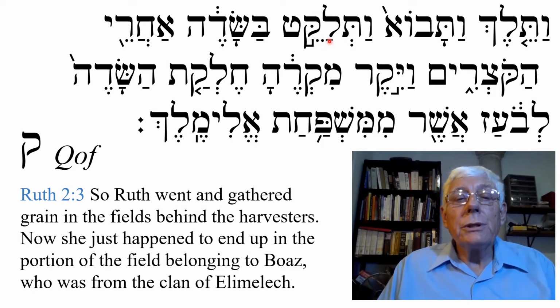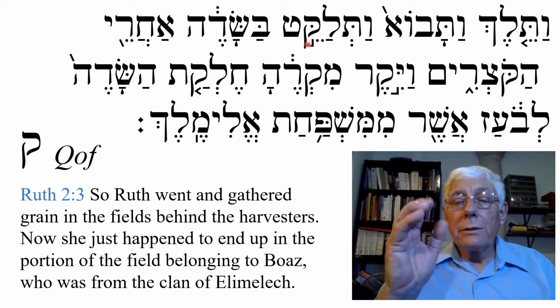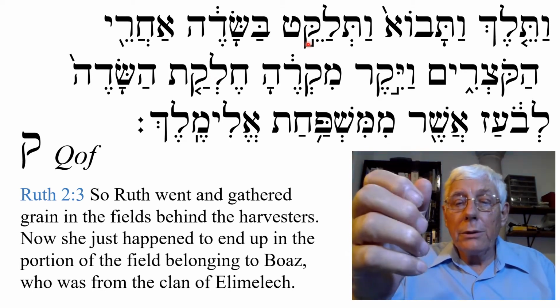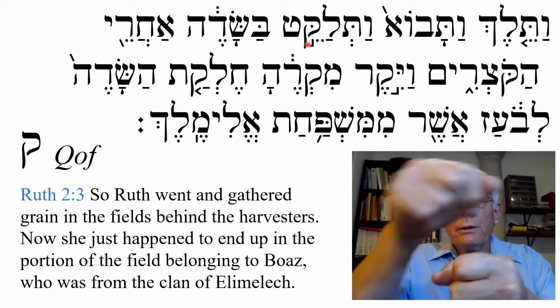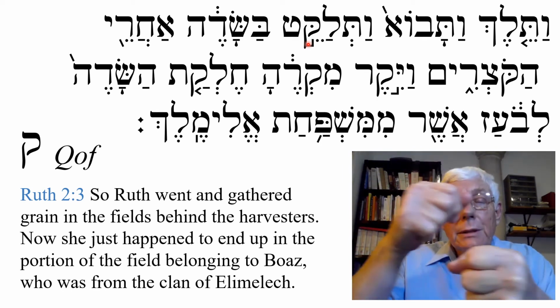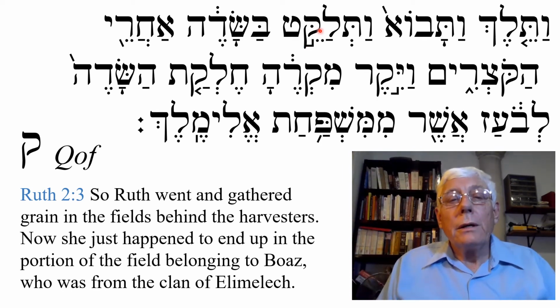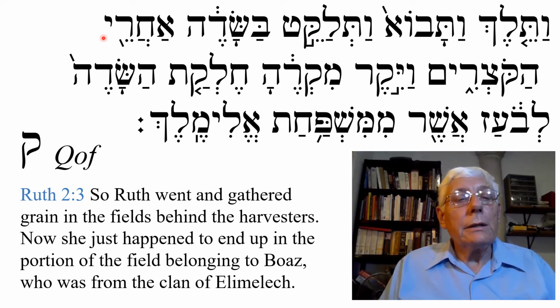Okay, and she gathered. So here you got the kof right in the middle of this verb. Telaket, kof. That means she gathered. In other words, she was there among the grain, gathered it together, and tied it up, okay, telaket. And she gathered, beshde, in the field, achare, after, behind, ha, koshrim, okay.